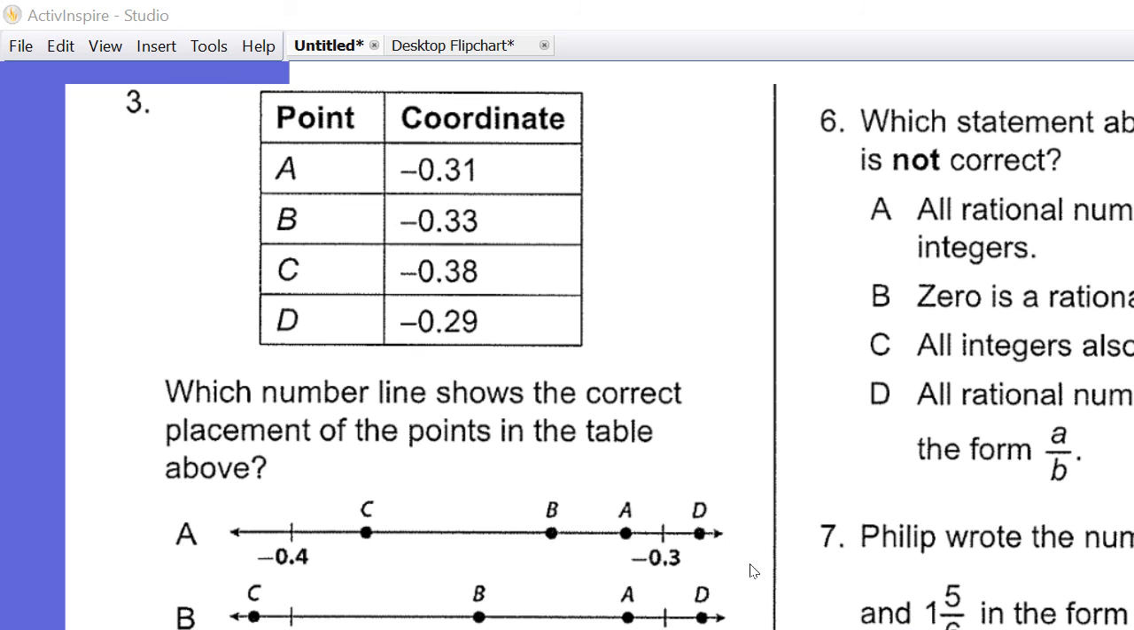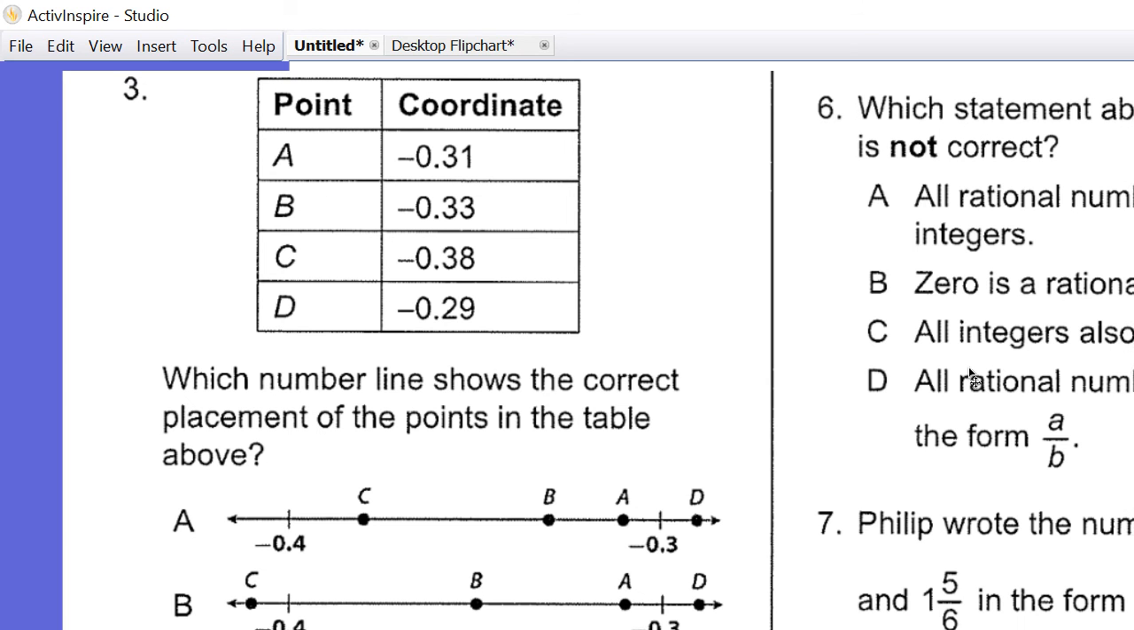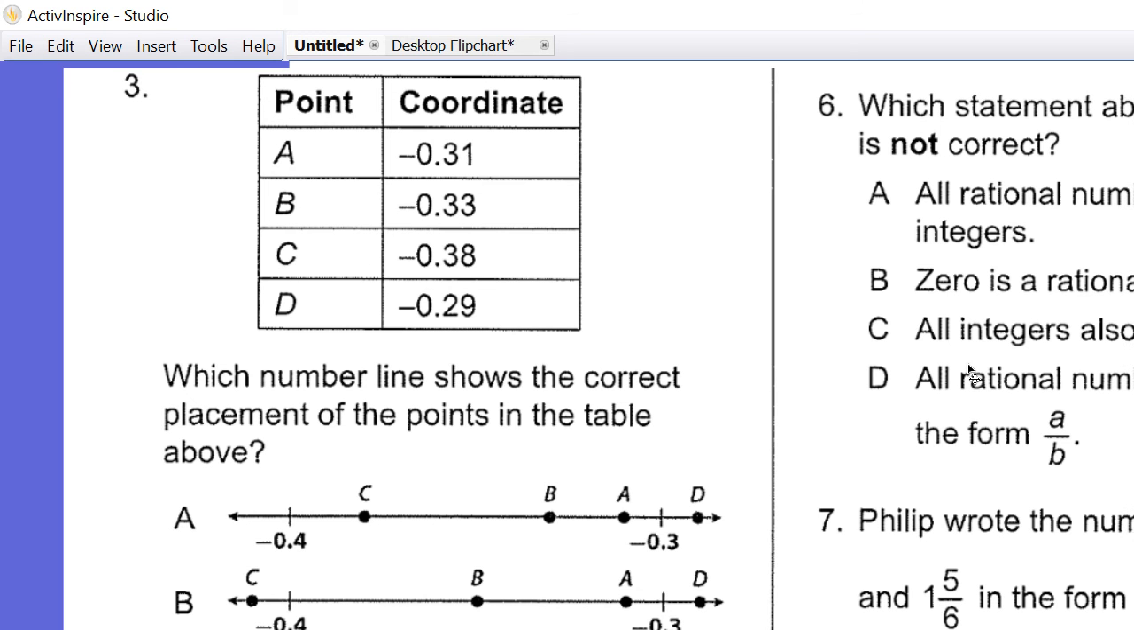All right, continuing on the bottom of the front side, we're on question number 3 now. Question number 3 says, which number line shows the correct placement of the points in the table? And the points in the table are negative 31 hundredths, negative 33 hundredths, negative 38 hundredths, and negative 29 hundredths. So if you look at all those options, you'll see they all have some things in common.